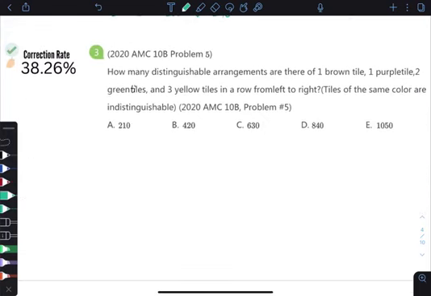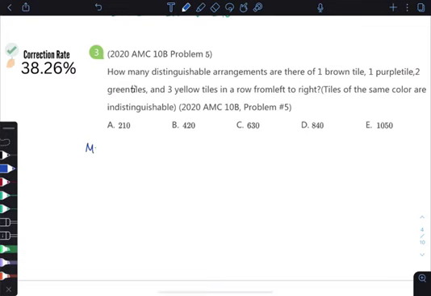Alright, the last question for today. How many distinguishable arrangements are there of a brown tire, a purple tire, 2 green tires, and 3 yellow tires in a row from left to right? There are actually 2 directions for this kind of question, so I might introduce 2 different ways.